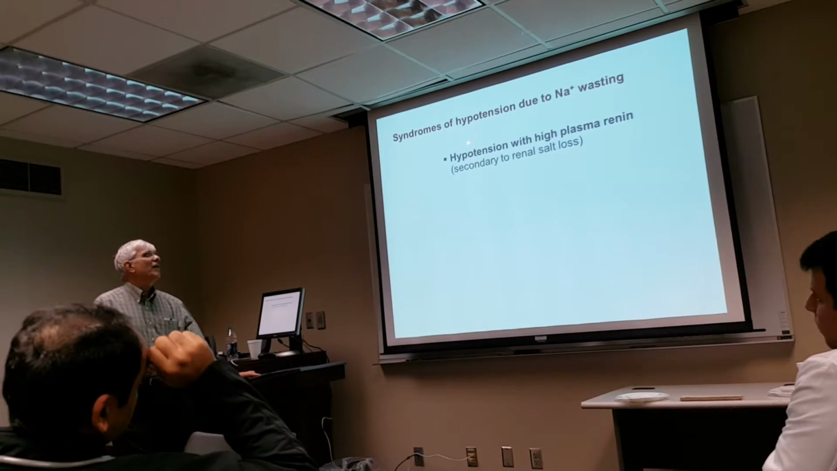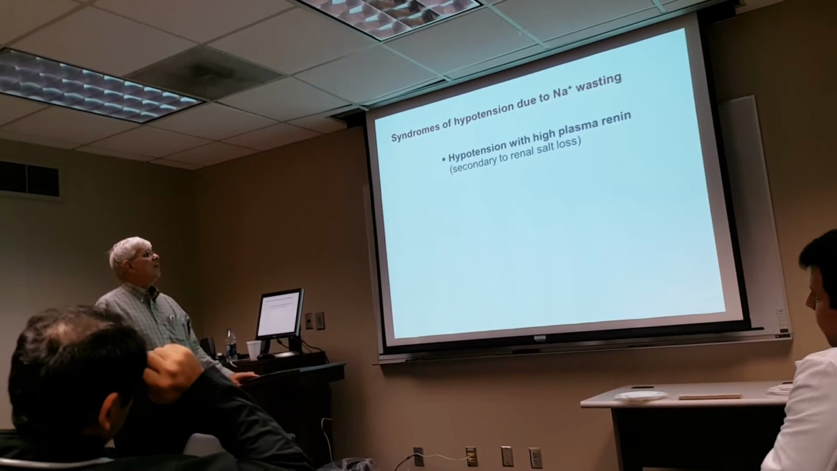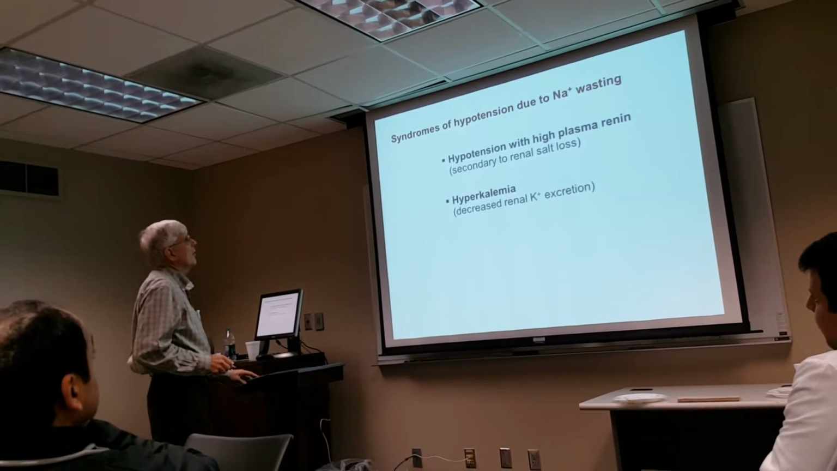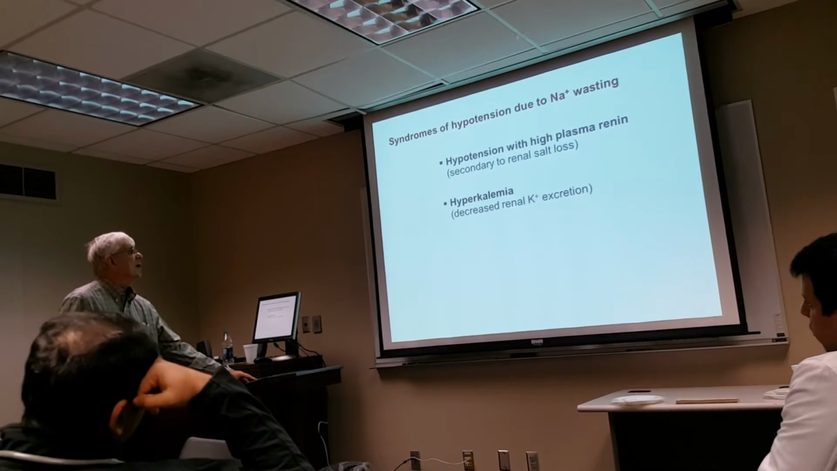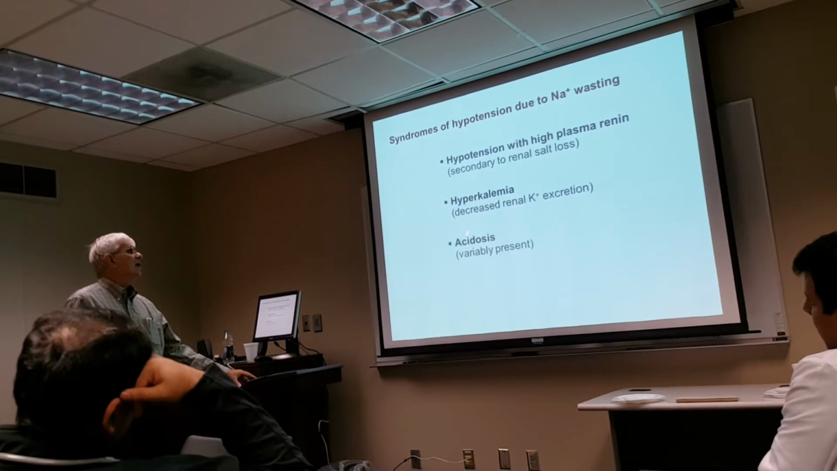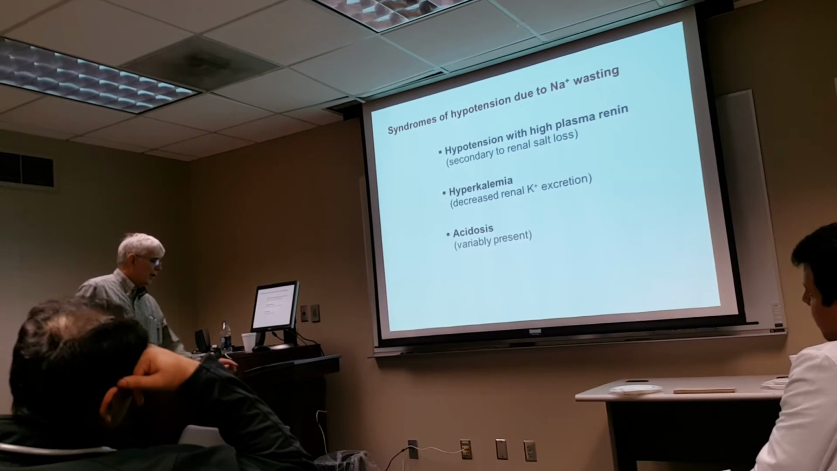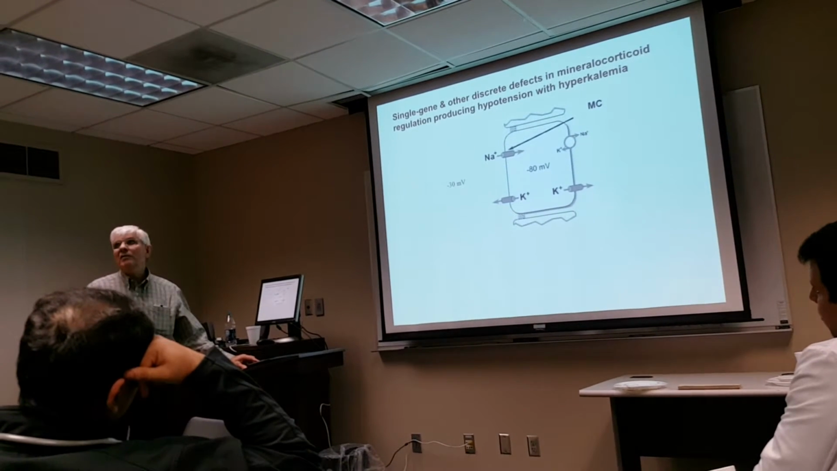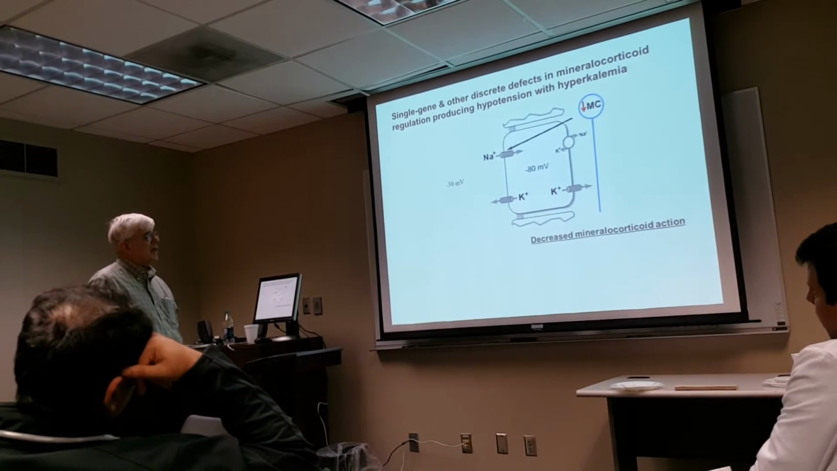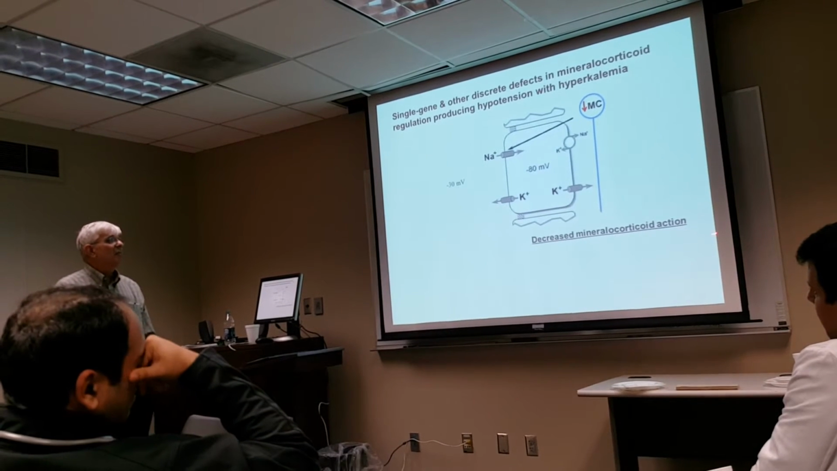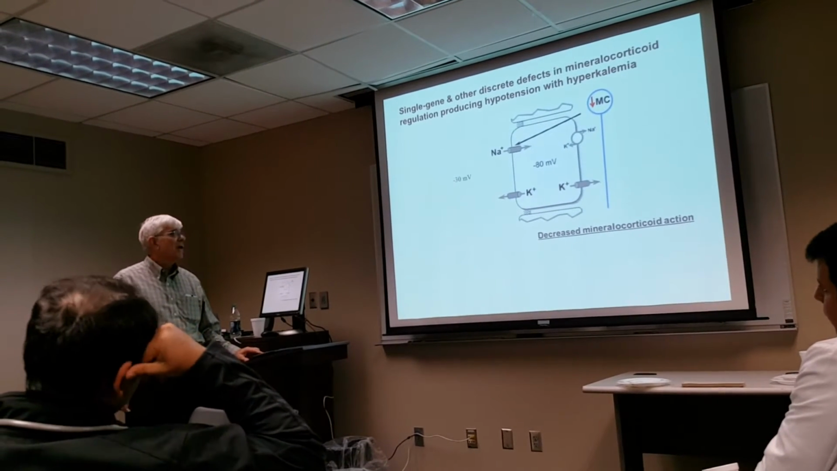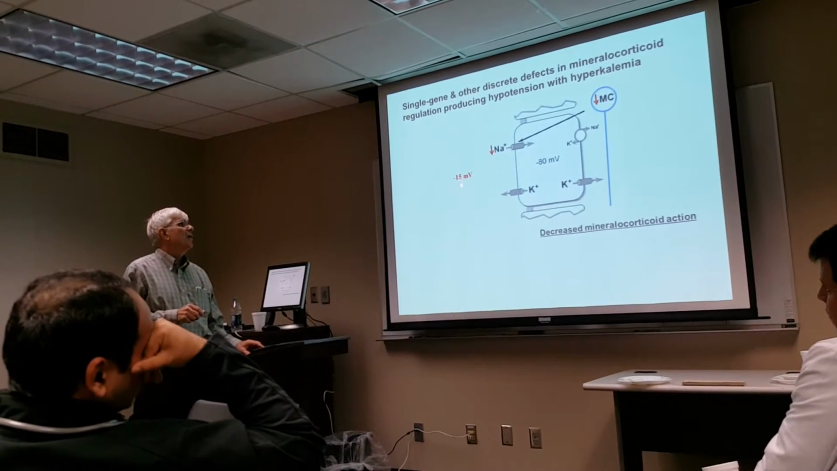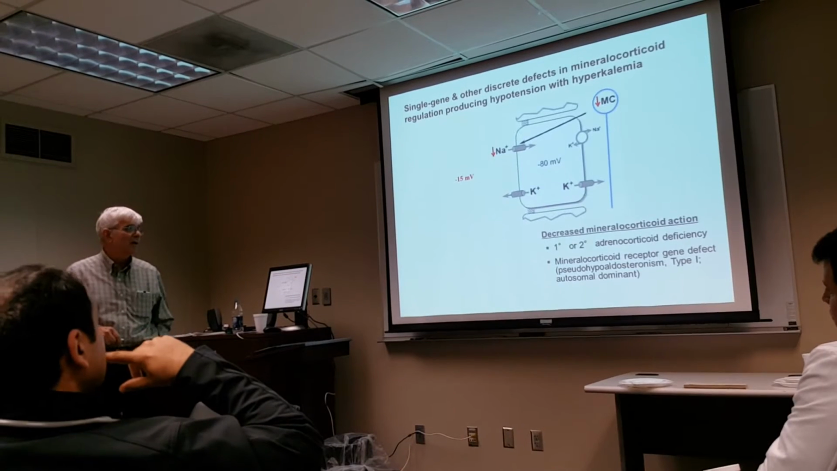How about syndromes of hypotension due to salt wasting? You can have it with high plasma renin, secondary to salt loss, for example, usually accompanied by hyperkalemia due to decreased renal potassium excretion and acidosis being variably present. If we go back again to the two sides of the cell where this could be happening, could be due to decreased mineralocorticoid action, mineralocorticoid deficit, that would reduce sodium channel activity, depolarize the membrane, decrease potassium secretion.